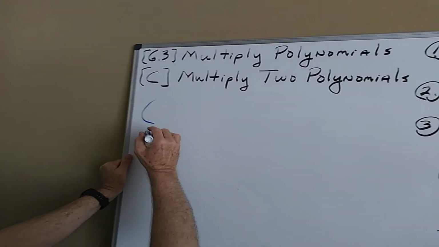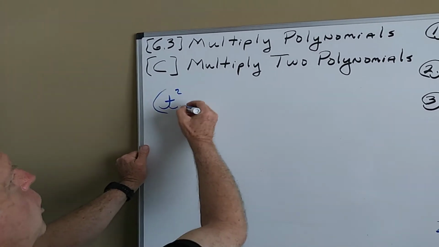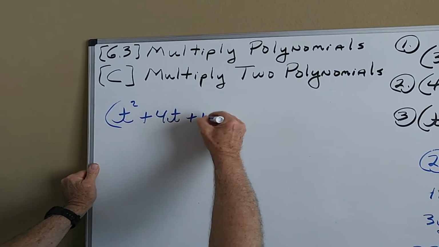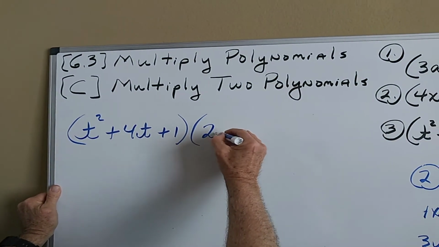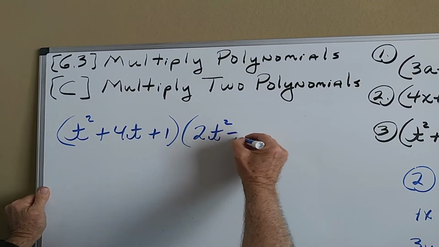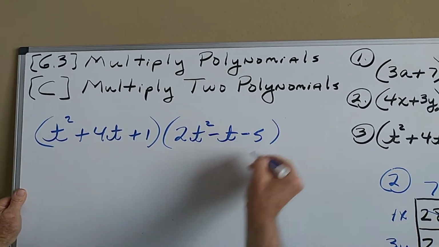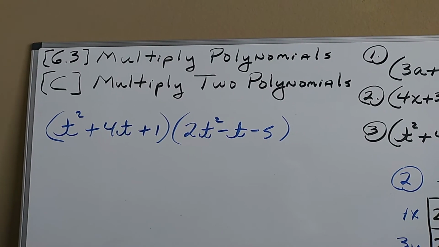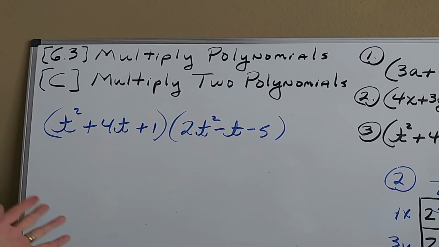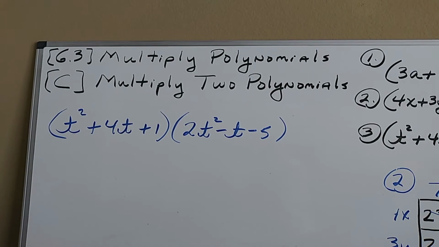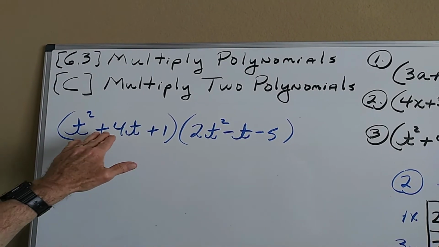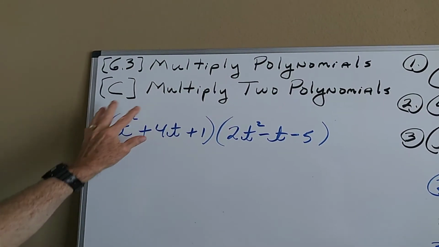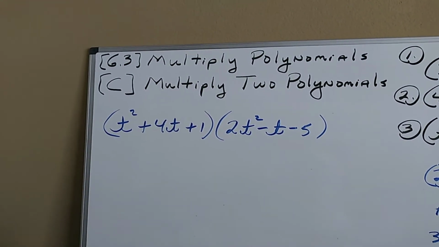Final one. We're going to multiply two trinomials. It is going to be no different. T squared plus 4t plus 1, multiplied by 2t squared minus t minus 5. One of the trinomials must function as a distributor. And since both of them have the same number of terms, we're going to let the first trinomial function as the overall distributor that we're going to use.